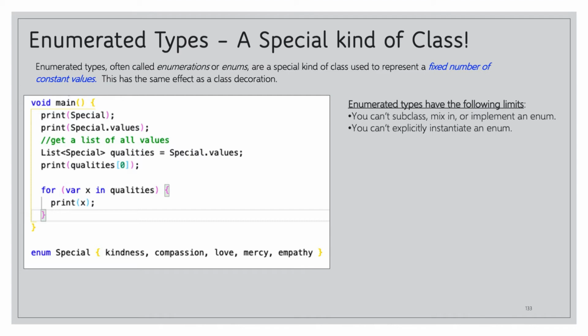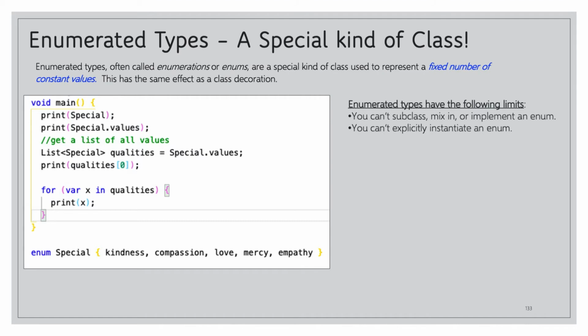Kind of a nice list, especially for right now. If we print Special, the first line of code within the body of our main function, we will get just the word Special, the name of our enum. If we print Special.values, we will get a list of each value preceded by Special and dot. We can create a list of type Special, call it qualities, and let that equal Special.values.